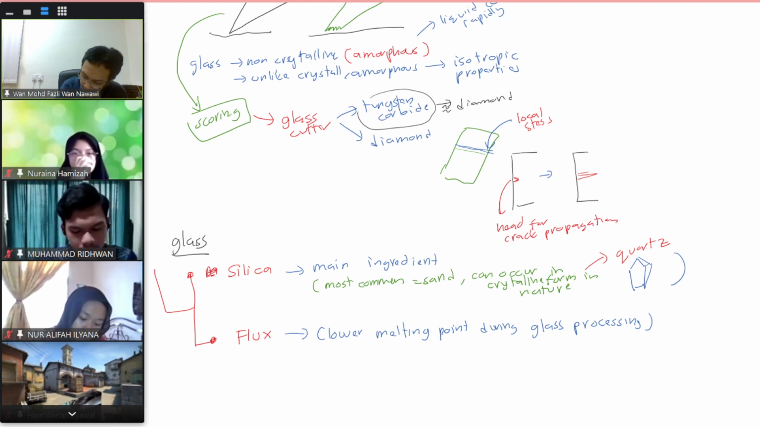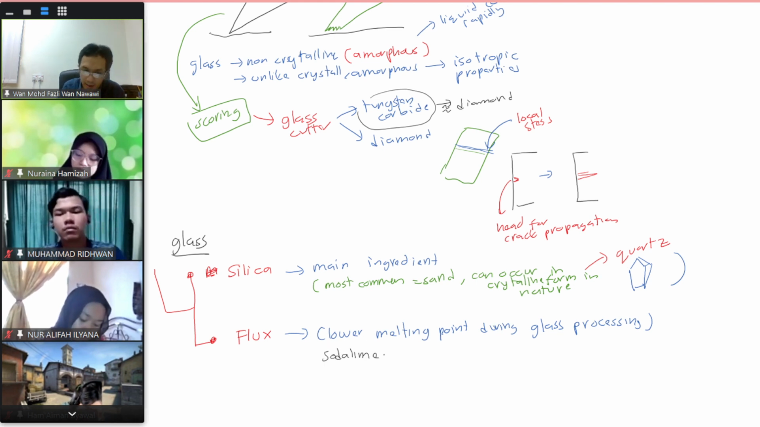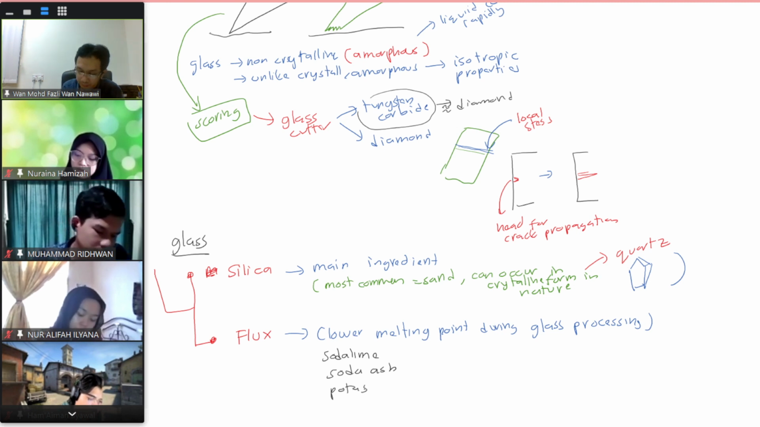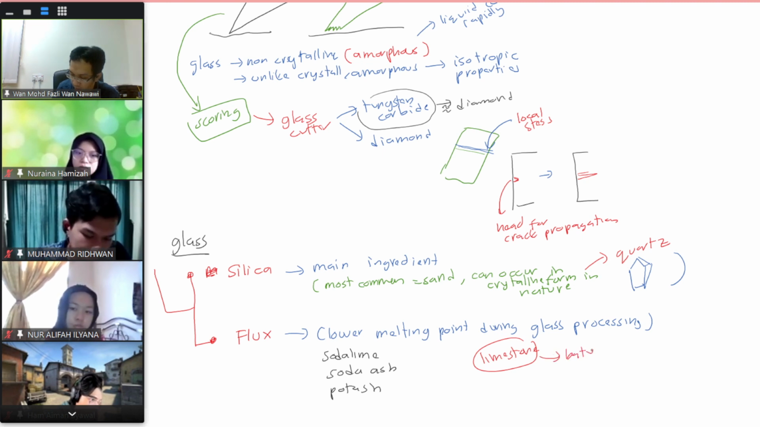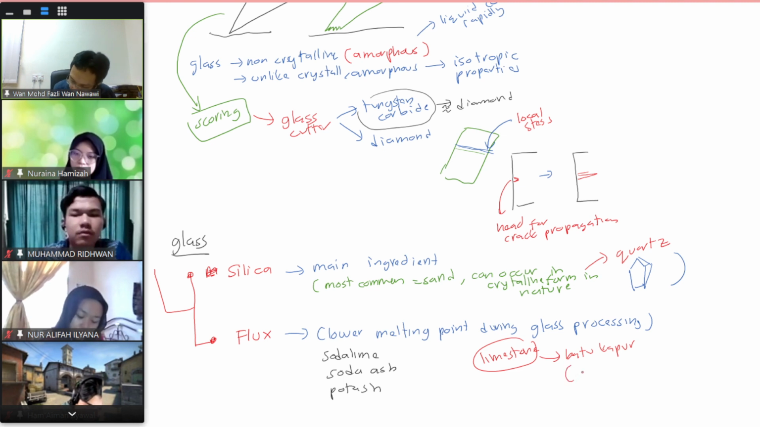Normally for the flux, they use soda lime, soda ash, and also potash. Sometimes you hear the word limestone, right? Limestone is basically batu kapur. All of you are local, right? So I think you understand. Inside this batu kapur or limestone, there is what we call carbonate.